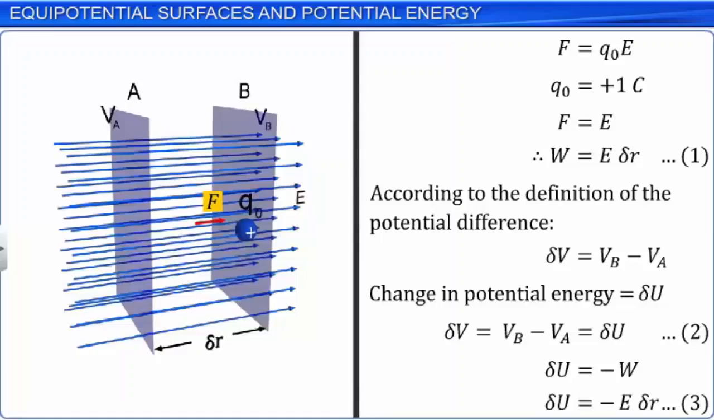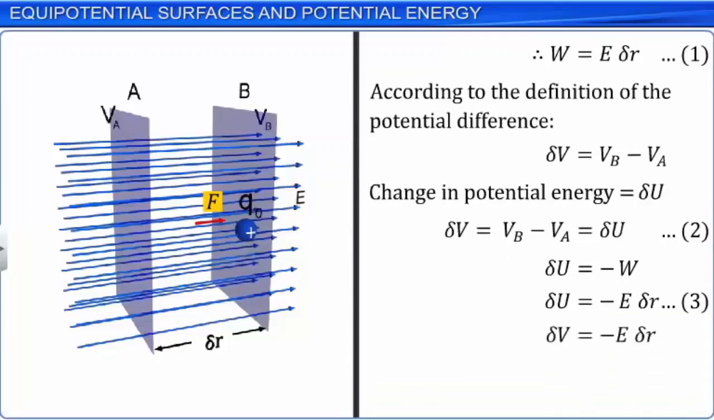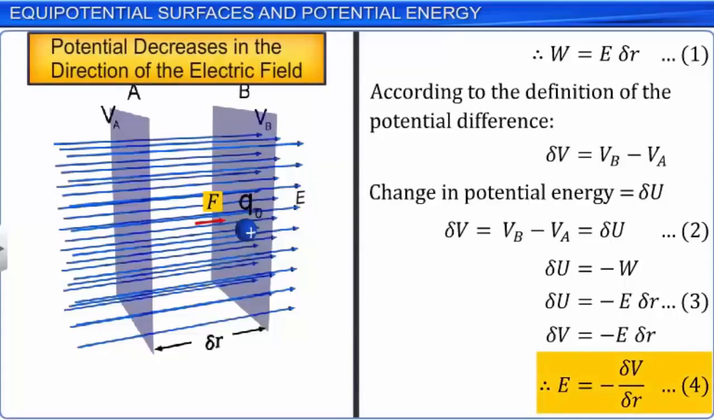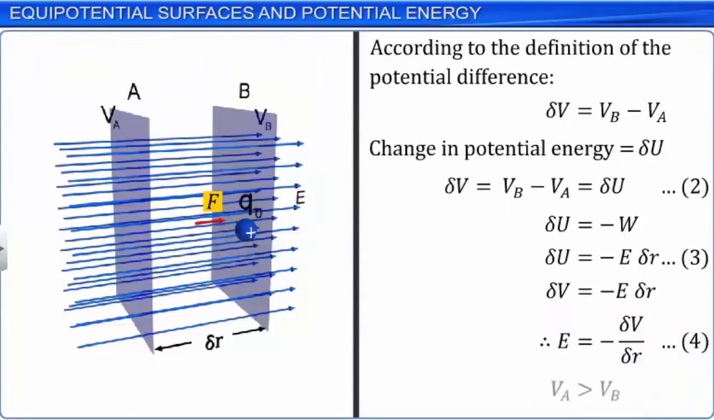Equation 2 becomes delta V is equal to minus E delta R. Therefore, E is equal to minus delta V by delta R. Let this be equation 4. Equation 4 implies that in the direction of the electric field, the potential always decreases. Thus, VA is greater than VB. It also means that in a uniform electric field, the electric field strength is equal to the potential change per unit displacement, normal to the equipotential surface at that point.